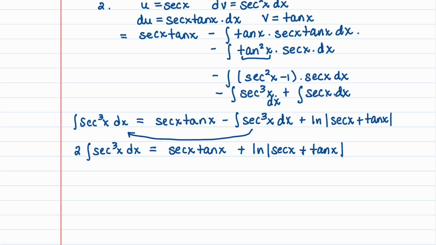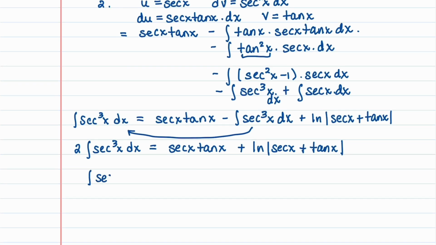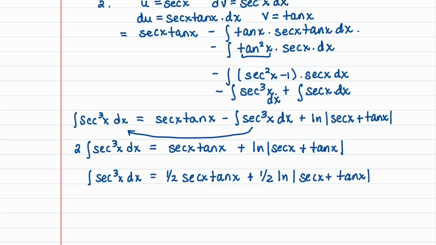This is why Calculus 2 is such a hard course. Now all we have to do is divide by 2. So we have secant cubed x dx is equal to 1/2 secant x tangent x plus 1/2 natural log absolute value secant x plus tangent x. Now we add on our plus c.